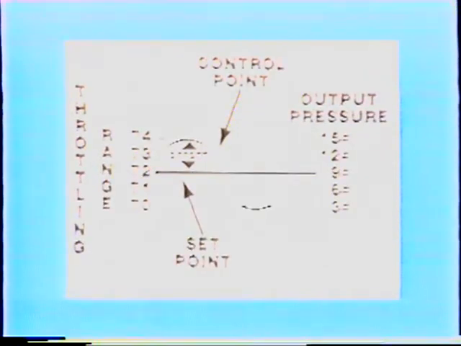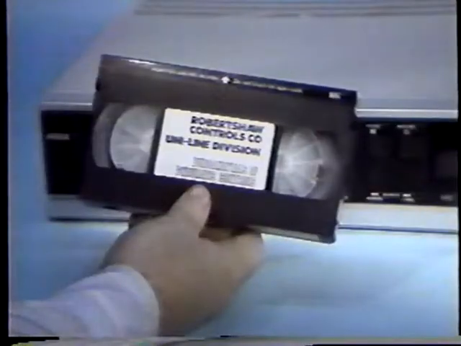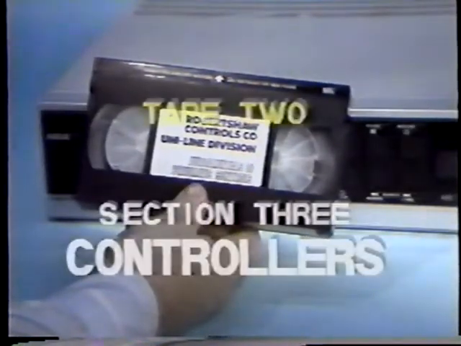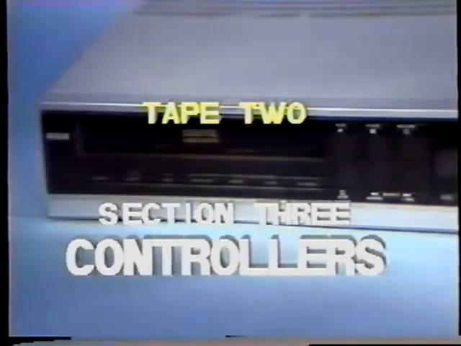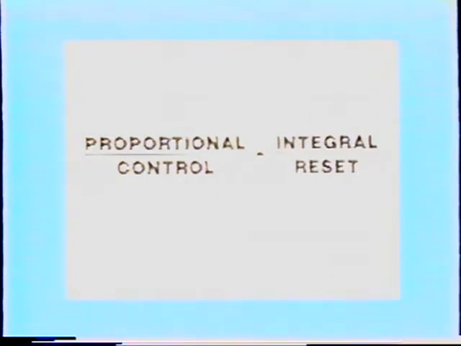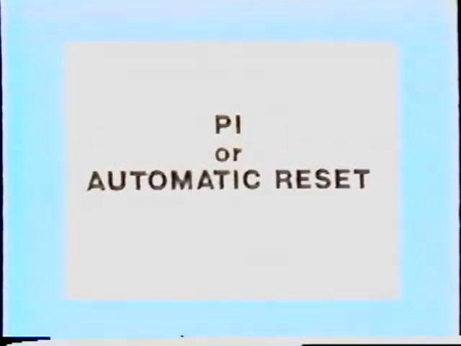The output pressure of a proportional-only controller changes directly with offset. The rate at which its output pressure changes is dictated by the throttling range, as shown here in this chart. A review of throttling range and sensitivity can be found in Section 3, Controllers. When integral action is added to proportional control, the result is proportional plus integral control, called PI control or automatic reset.